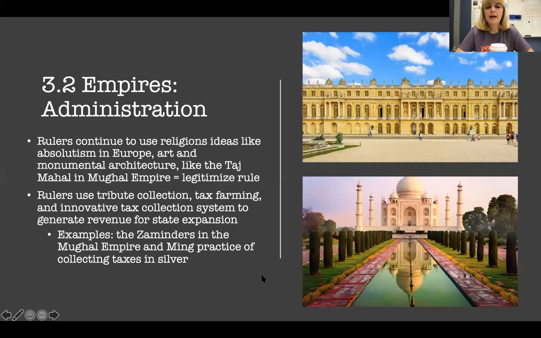All right, other components of administration. So rulers are going to use a series of things to make sure that their rule is effective. So what you see in Europe is the practice of absolutism. We talked about Louis XIV. Louis XIV was an absolute monarch who practiced absolutism, which is absolute rule, absolute authority. So when you are basically the state, and that is Louis XIV, I am the state, when you are basically the leader of a place, you can make decisions and you can rule effectively.